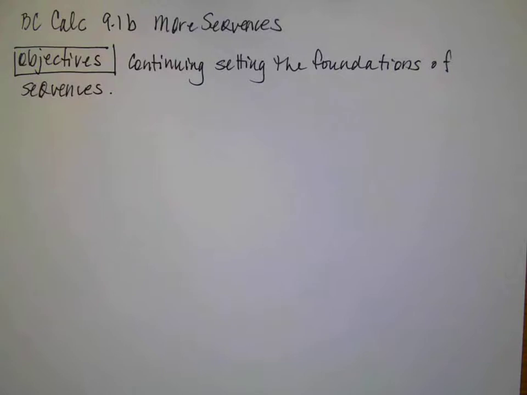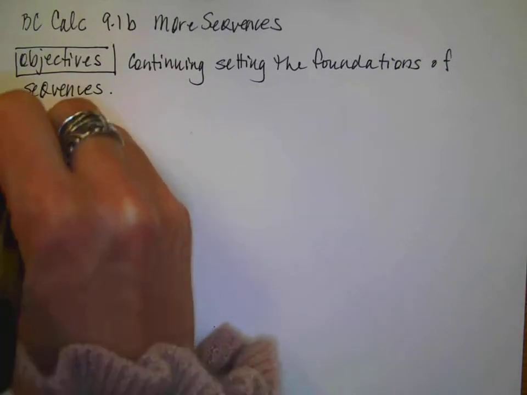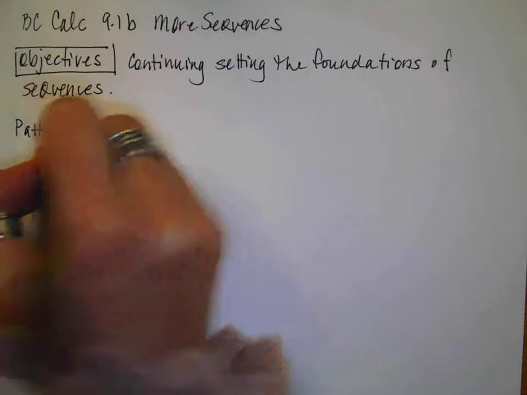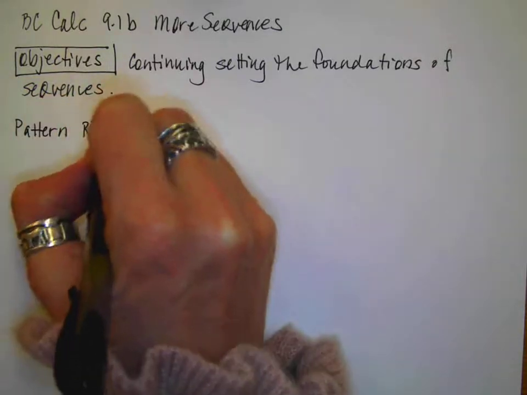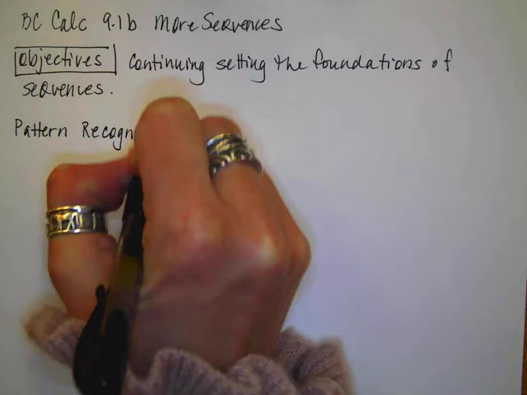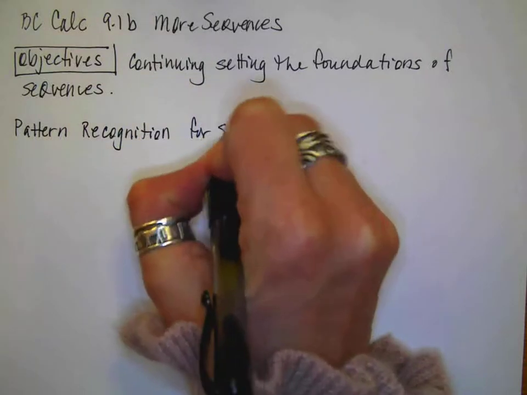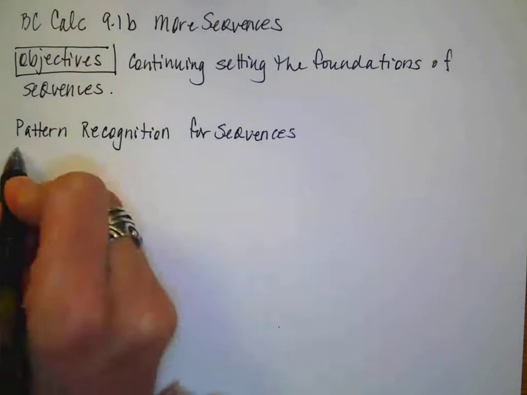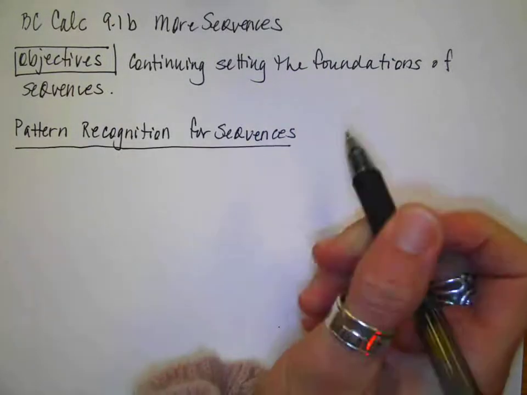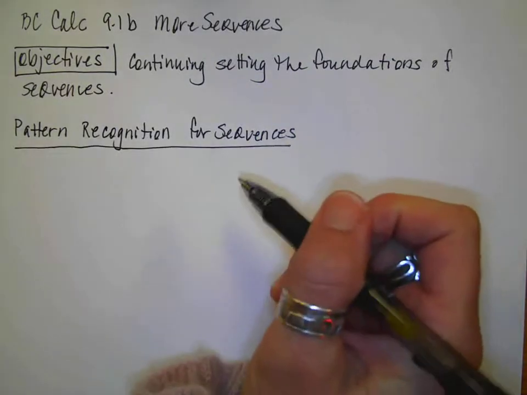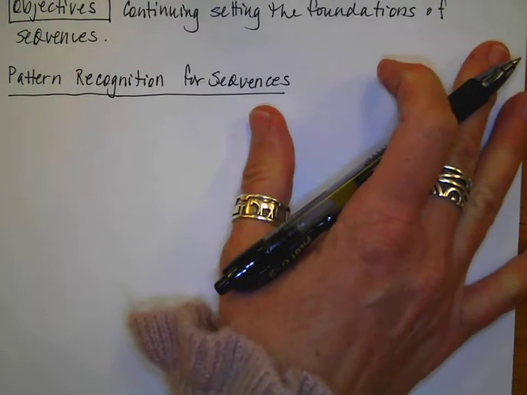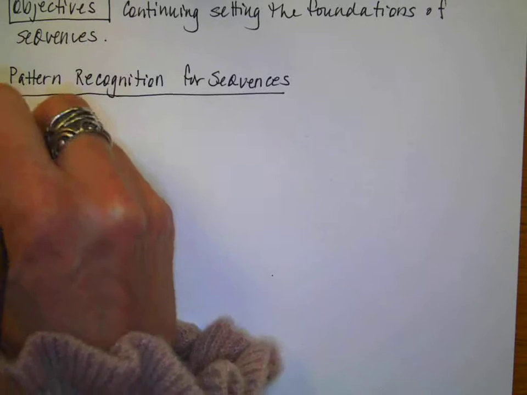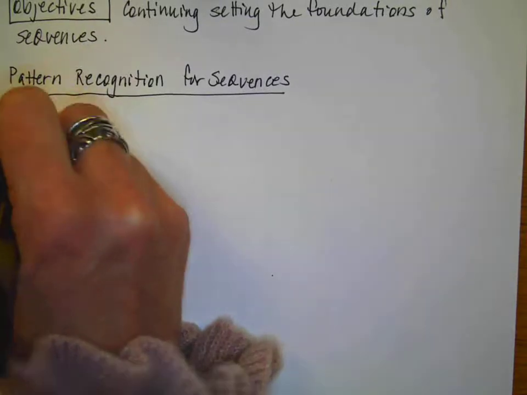So what I want to talk about today as we start is pattern recognition for sequences. This, in my opinion, is one of the hardest things for me, but it can be doable if we decide to make some choices and show a lot of our work as we try to figure out our sequences. So I'm just going to start with an example.